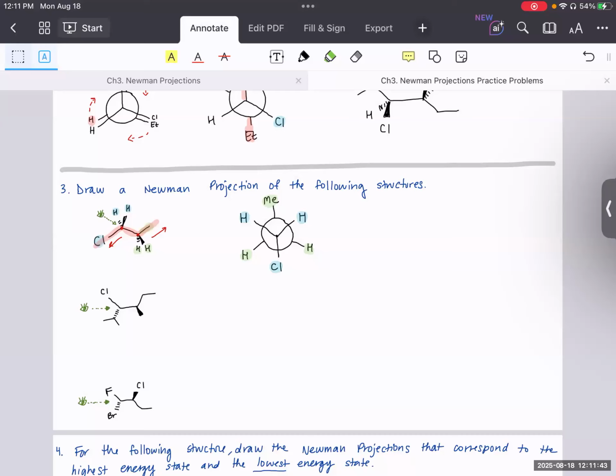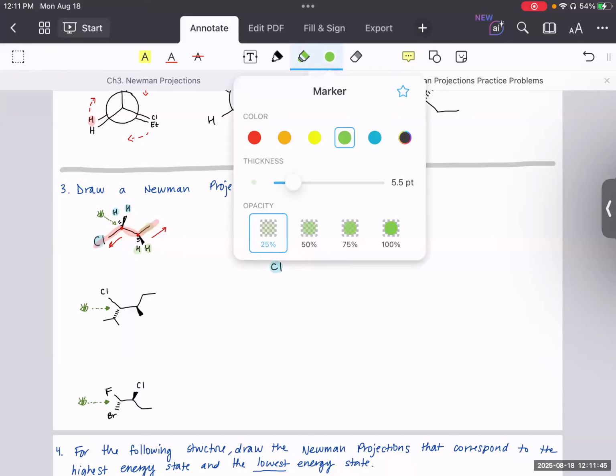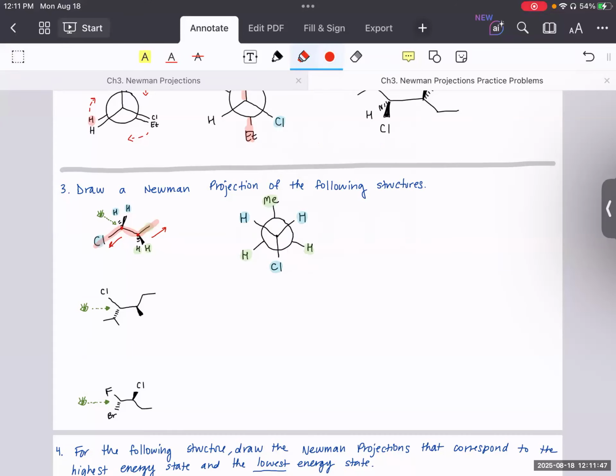All right, so that's the first one. Let's do this next one. So same thing, we're going to draw a red line through the in-plane groups. And before I forget, I'm going to fill in those hydrogens that are here. So we have a wedged one on that front carbon and a dashed one on that back carbon.